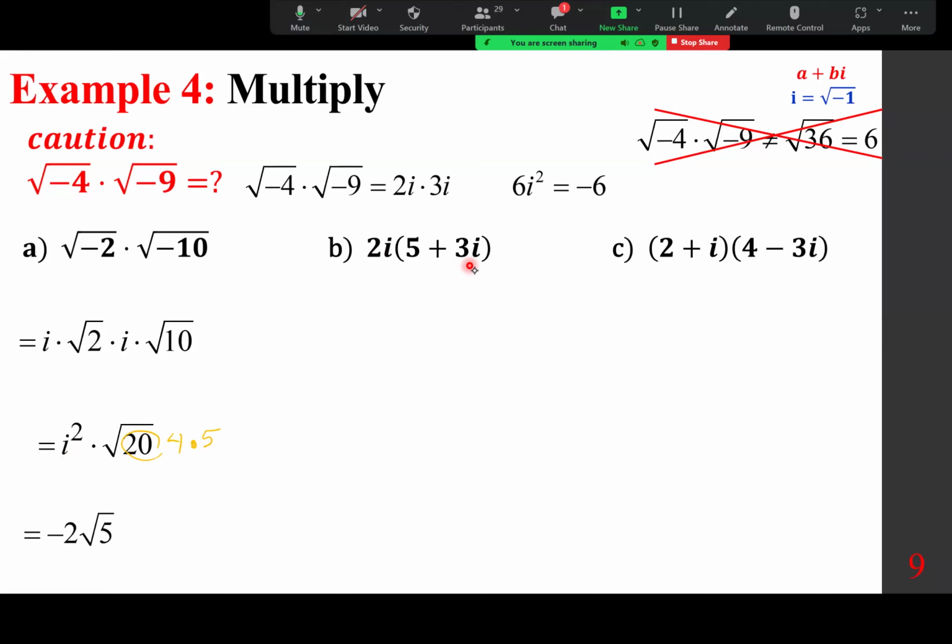Part B, let's distribute. We get 10i plus 6i squared. i squared is replaced by negative 1, so this is minus 6. And you can leave it like that, but to put it in the form of a plus bi, we put the real number first. a is negative 6, b is positive.